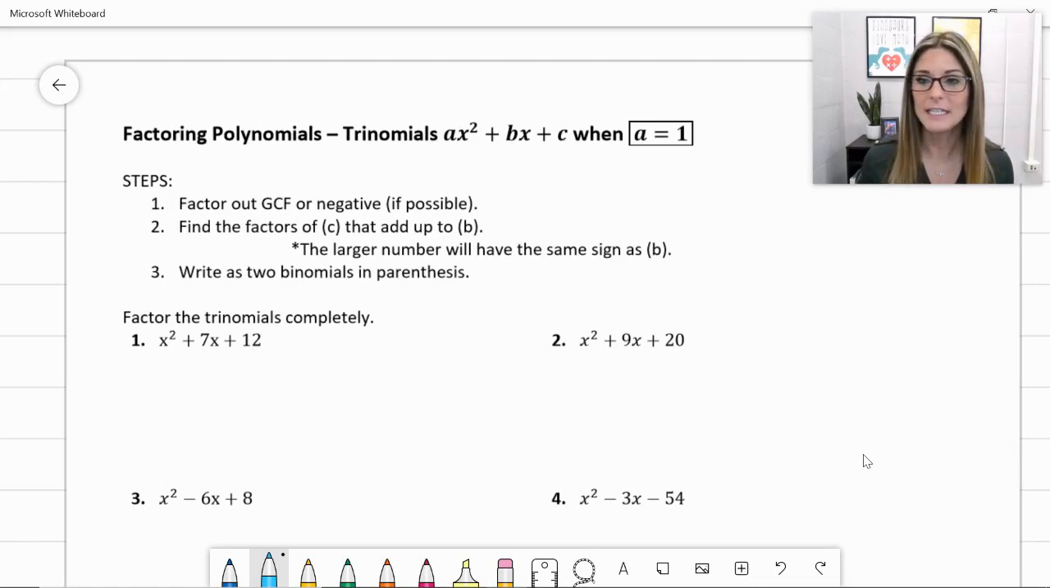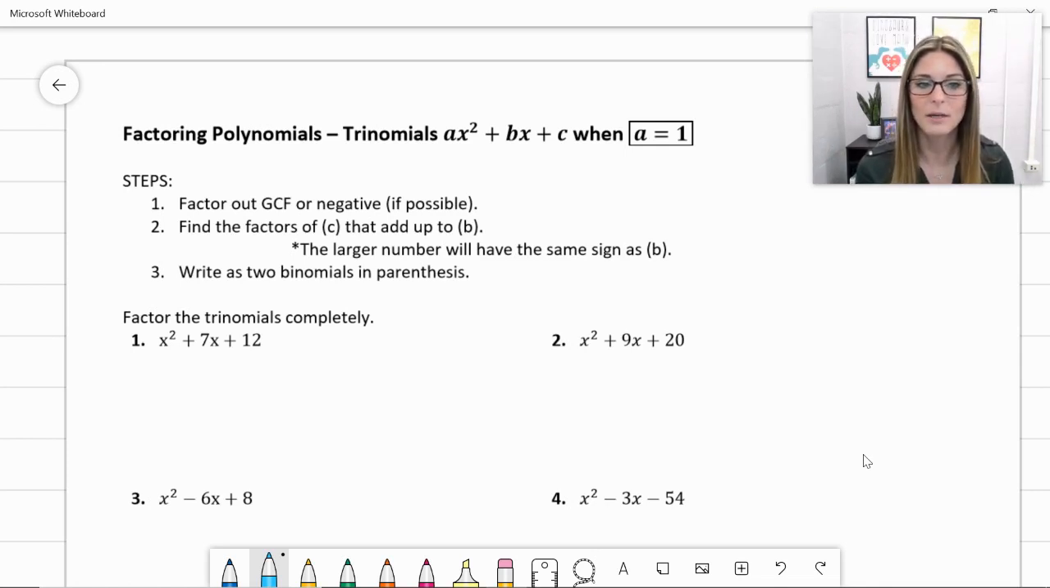So let me pause right here and say that you can use the method that we did before and multiply A times C and split the middle and make 4 terms to use grouping. But you don't have to do that here. If your leading coefficient is 1, you can just look for the factors of C that add up to B, and that's how we will build our binomials. So let's get started so I can show you that in action.